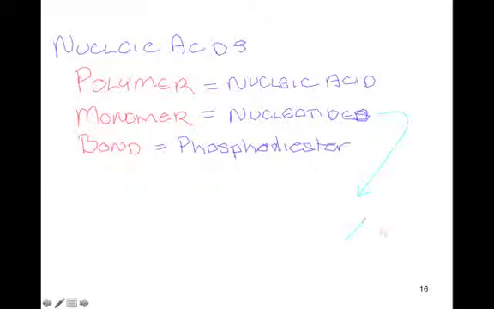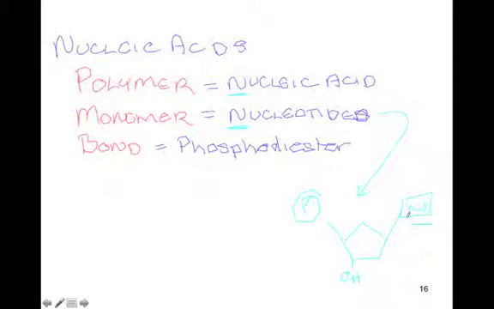One was a pentose sugar. Off the 1' carbon, there was a nitrogenous base, and a phosphate off the 5' carbon, as well as an OH group off the 3' carbon. That brings us into three N types of words that we need to consider. We've got nucleotides and nucleic acids and nitrogenous bases.